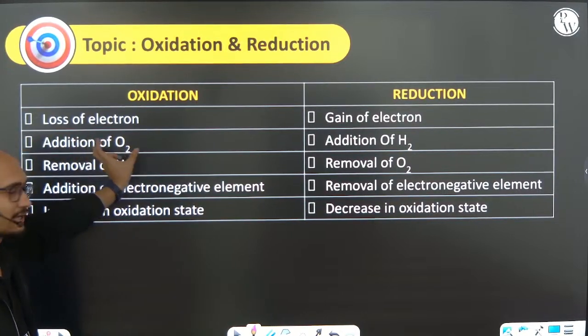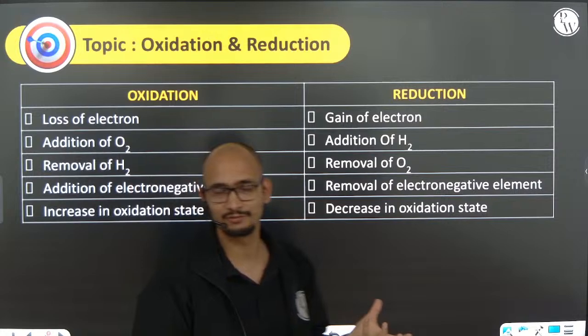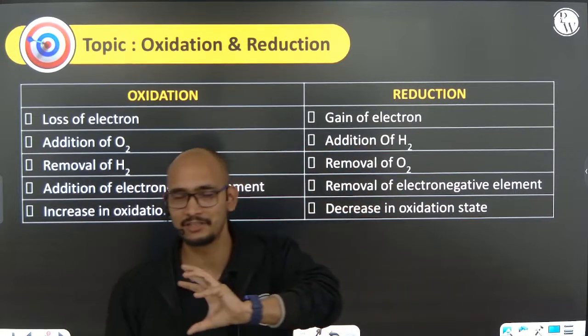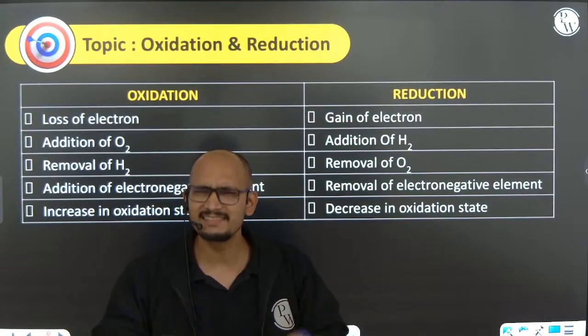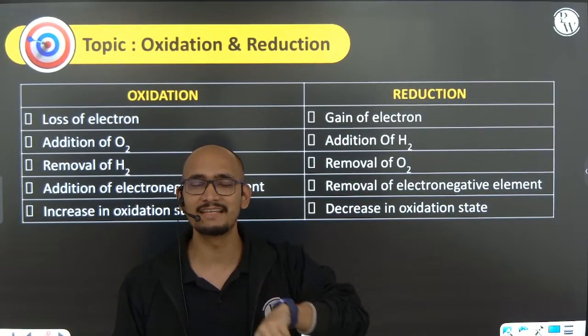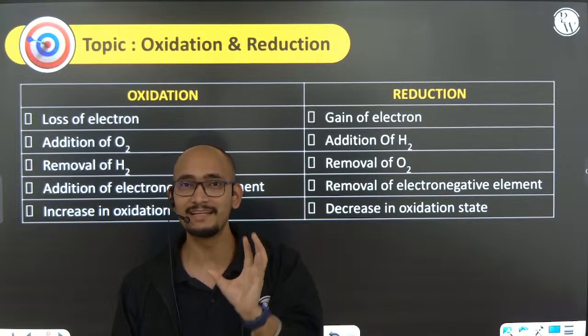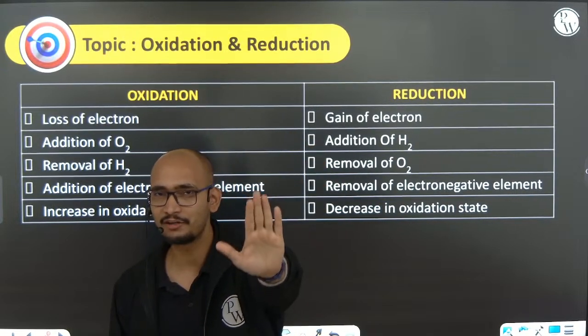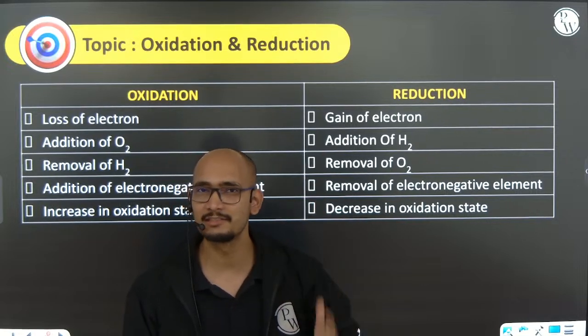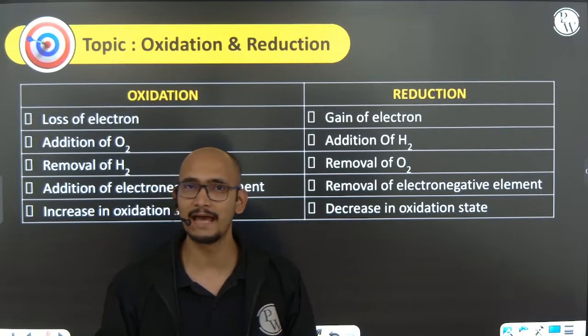So loss of electron: if the electron is lost, just think about it, electron is negatively charged. If the negative is lost, something becomes positive or something becomes less negative. So if something becomes less negative or more positive, it is called an increment in the oxidation number. The loss of electron or increment in the oxidation number is known as oxidation.